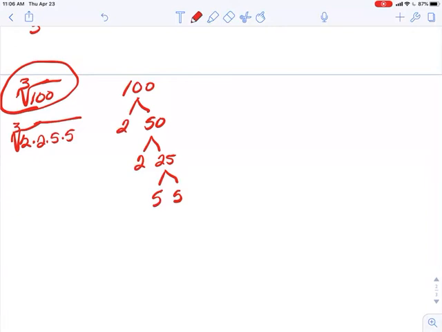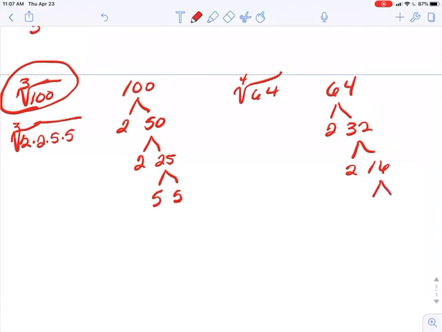All right, so let's do the 4th root of 64, since we've already done the cubed root of it. Let's do the 4th root of 64. All right, so we've already done the factors of 64, which were 2 and 32, 2 and 16, 2 and 8, 2 and 4, and 2 and 2.